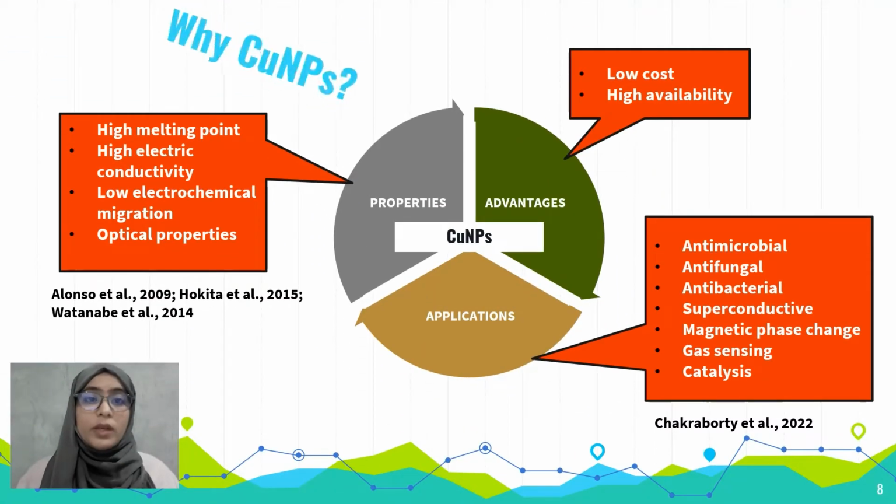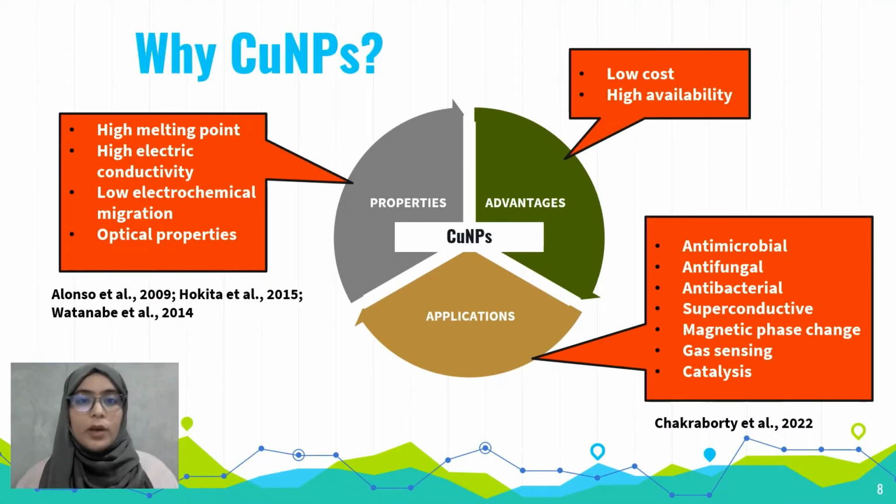Why do you think that scientists focus only on copper nanoparticles? It is because of their interesting properties like high melting point, high electrical conductivity, low electrochemical migration, and optical properties. And it also has wide applications as antimicrobial, antifungal, antibacterial, in catalysis, etc. It also possesses advantages as it is low cost and highly available.